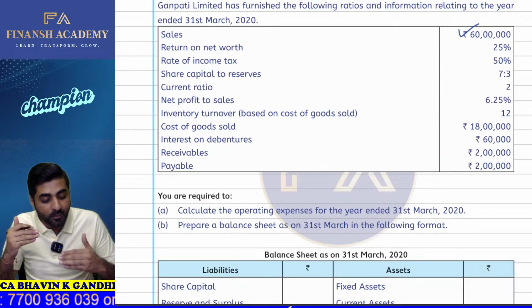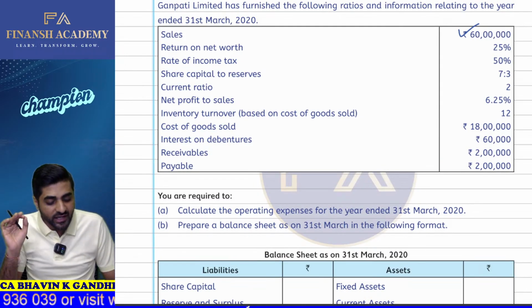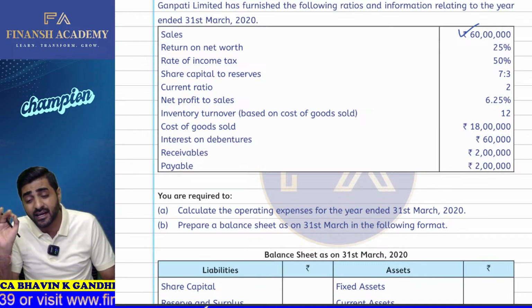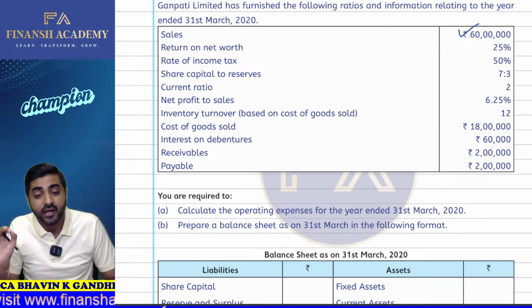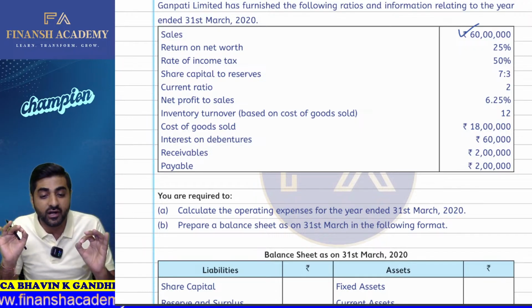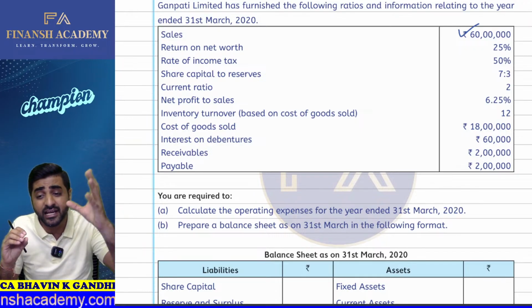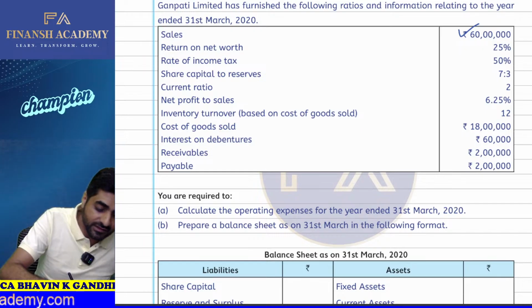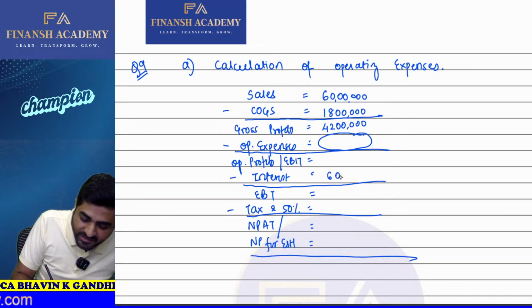And then what about my operating expenses? You guys can just check, that is the balancing figure. That is something which we need to calculate. Guys, we have interest on debentures readily given, and that is 60,000. So we will now write down here interest, which is 60,000.